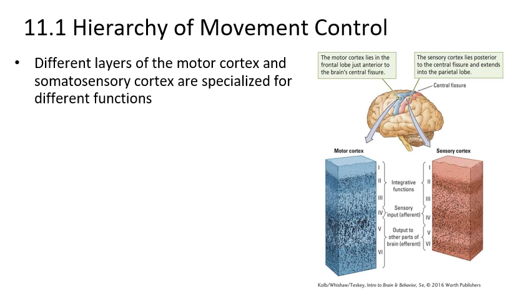As well, different layers of the motor cortex and somatosensory cortex are specialized for different functions. So if you look over here, layer 4 of the cortex is for sensory input. Integration happens in layers 1 through 3, and then efferent information is stored or moves through layers 5 through 6. And notice that in the sensory cortex and motor cortex, the layers are organized in a similar fashion.